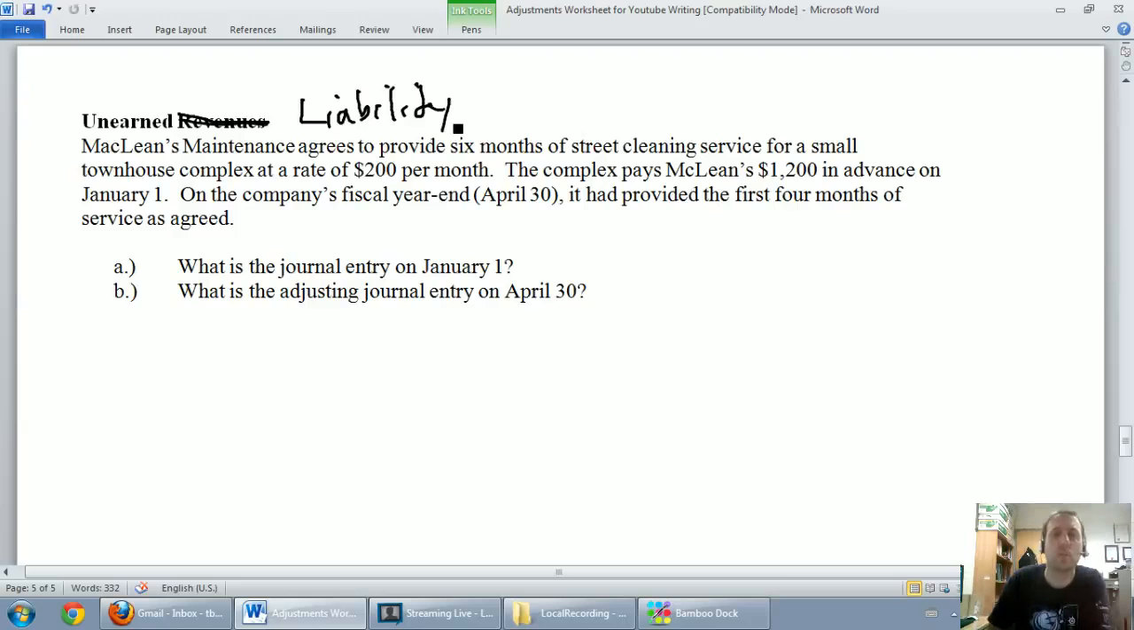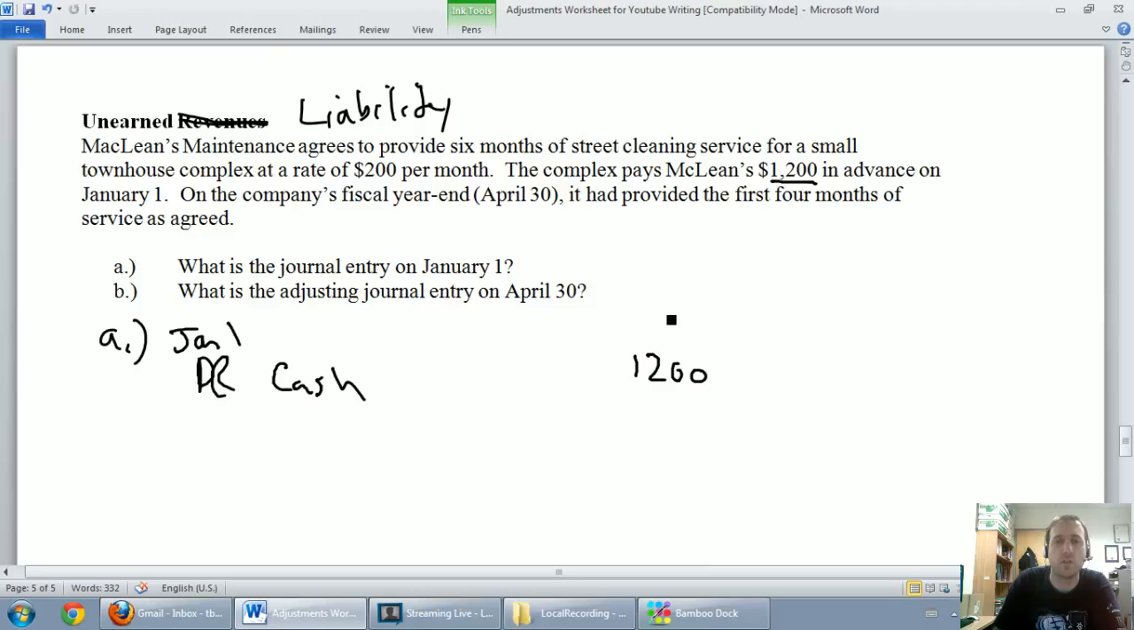Okay, so on January 1st, it says the complex pays McLean's $1,200. So we're McLean's. On January 1st, we're getting paid. Anytime you're getting paid, you're getting cash. Cash is an asset going up, so we're going to debit cash. I forgot to date this. January 1st. We're going to debit cash, and they paid us $1,200. They paid us 6 months in advance. So we're going to debit cash for $1,200, and that, of course, goes under the debits.